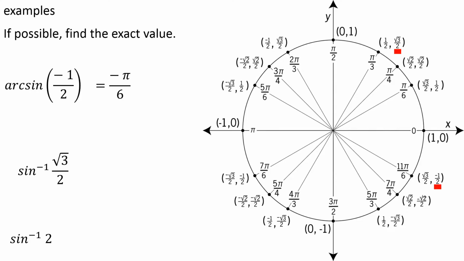Okay, got to figure out where sine has a value of positive √3/2. Again, in quadrants 1 or 4 only. Quadrant number 1, that happens at pi over 3.